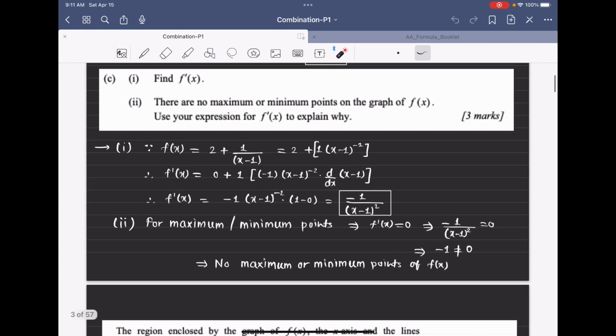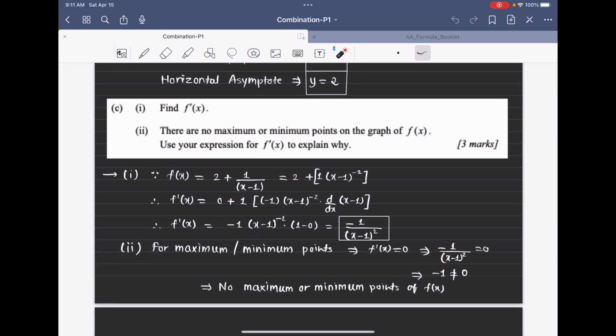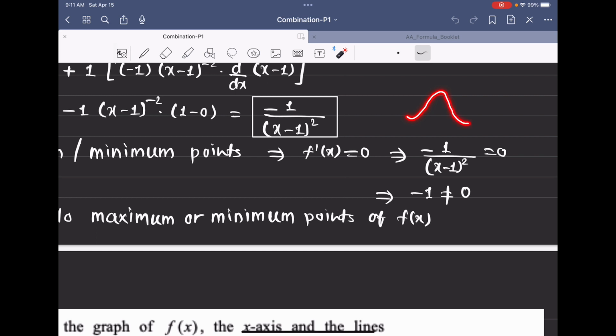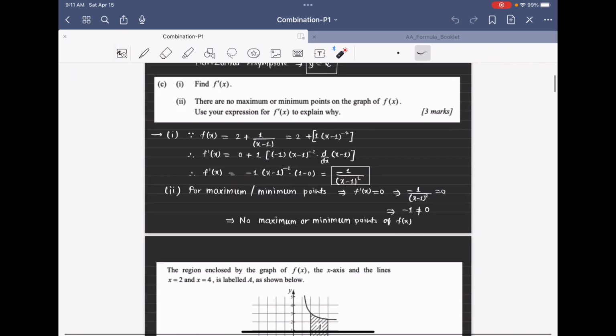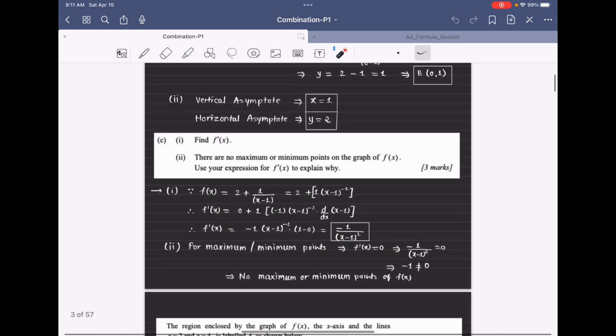Second part. There are no maxima or minimum points on the graph of f of x. Use your expression for f dash x to explain why. We know that for maxima minima, the slope at the maximum point or minimum point is 0. Slope means derivative. So I need to equate this to 0 and show that I don't get any maxima minima point for this graph. And we already saw that in this graph, I don't see any maxima minima. There is an asymptote and they are bending or exponential type.